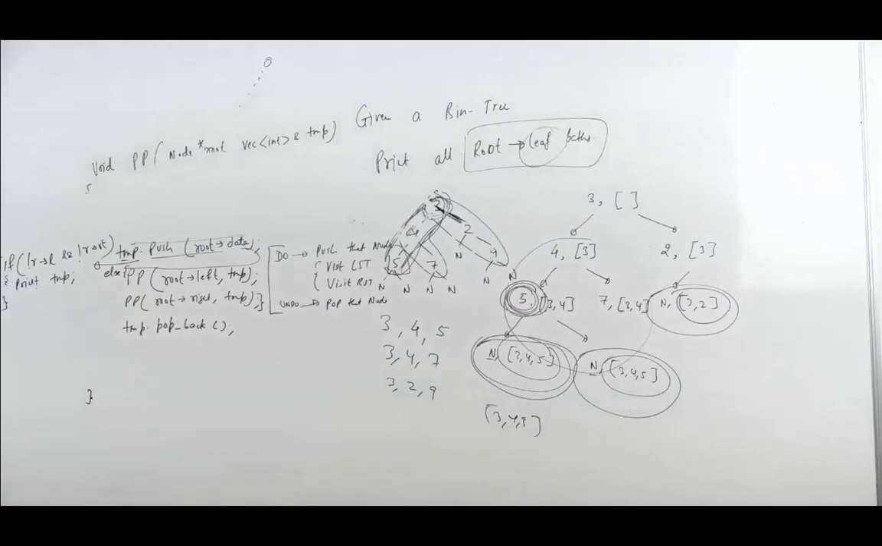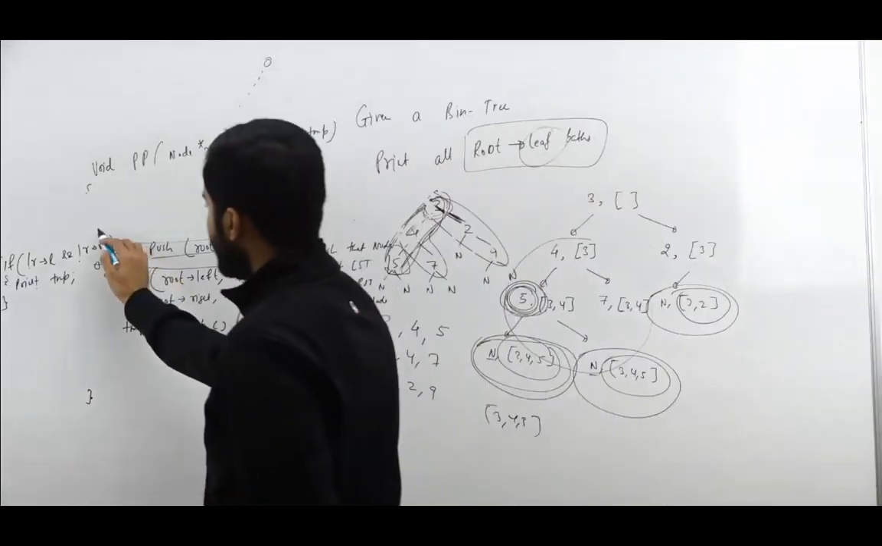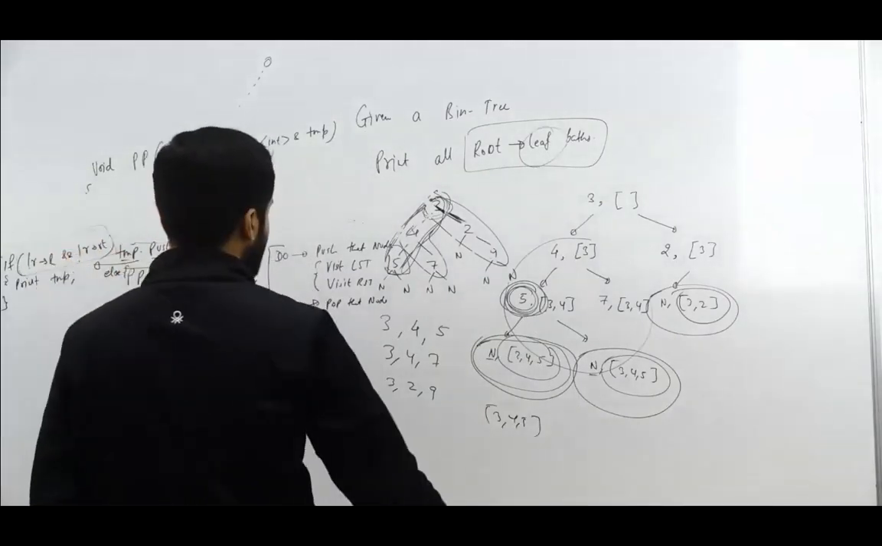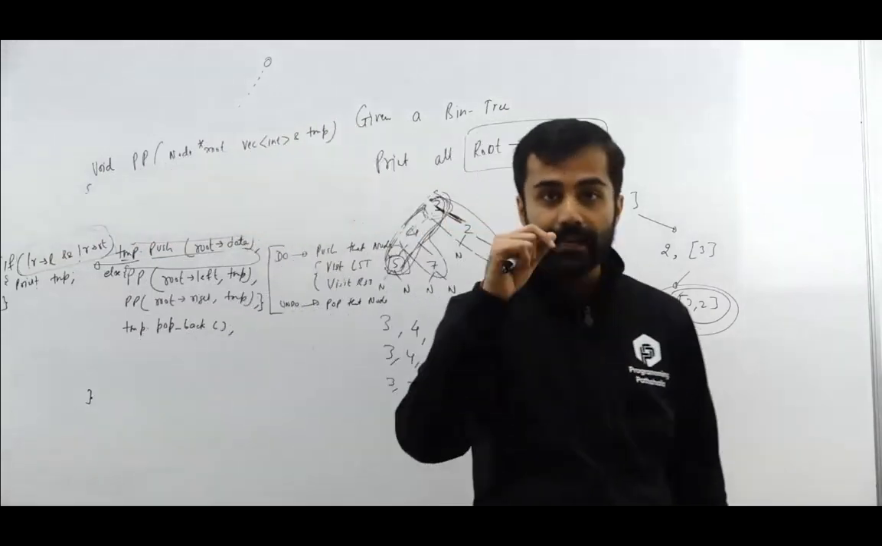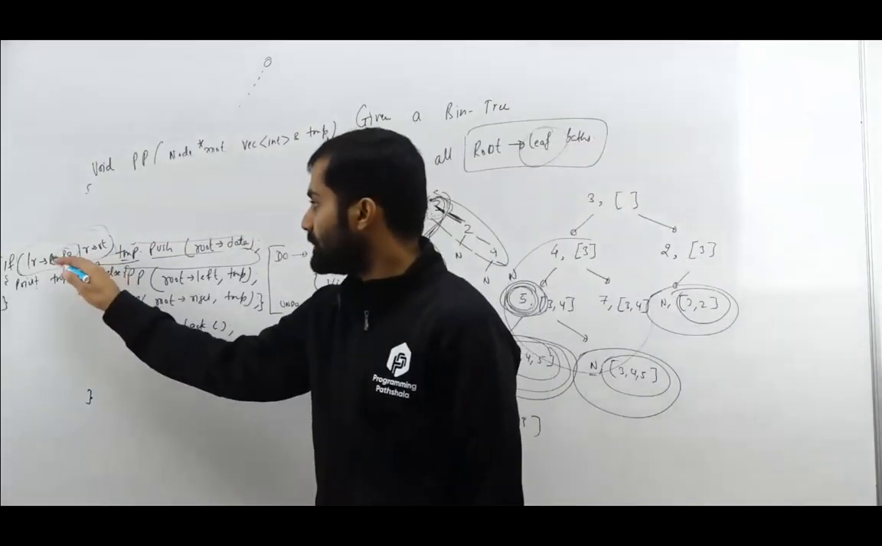Please explain. That is just a check for root, whether it is a leaf or not. How do you check whether a node is a leaf or not? By checking whether its left child is null as well as right child is null. Correct?